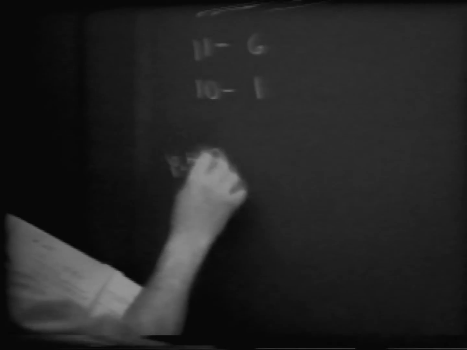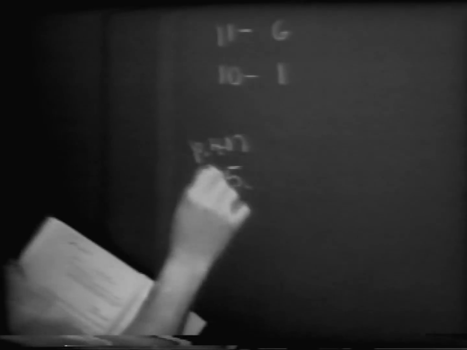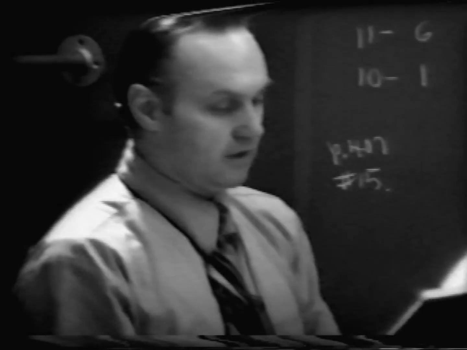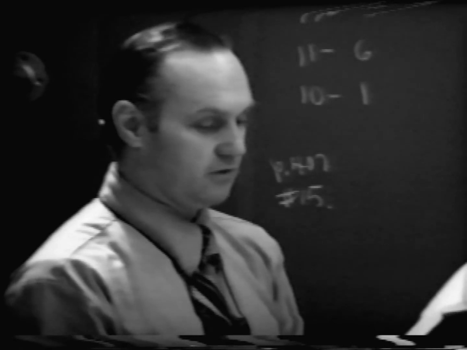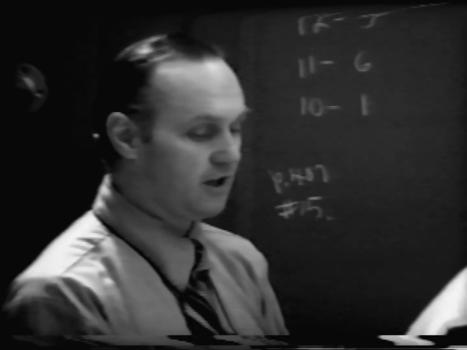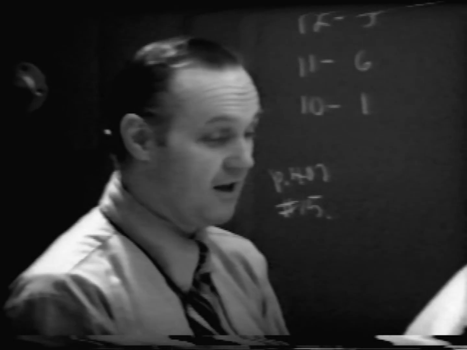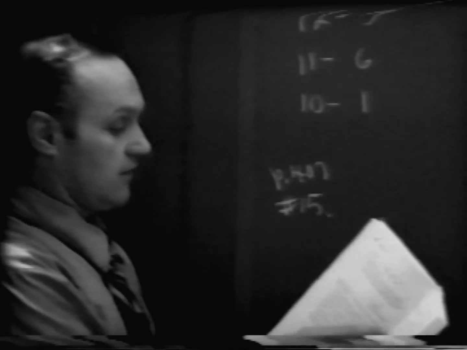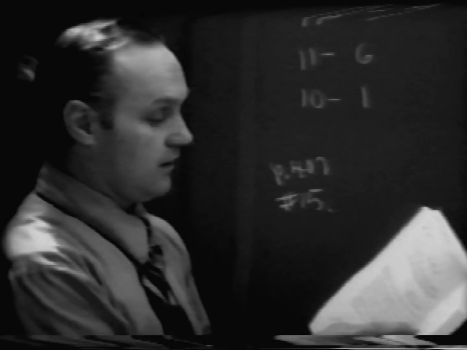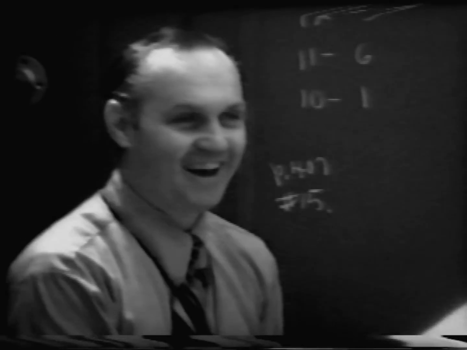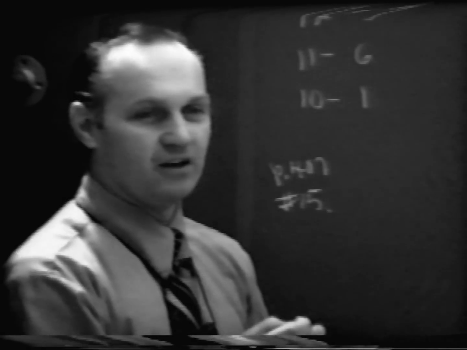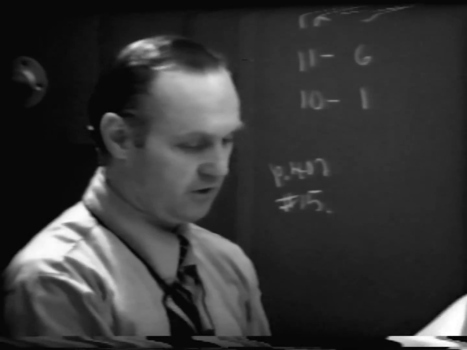207, number 15, is that right? So let's put it over here on page 407, number 15, and let's see what the question says. If y is inversely proportional to x, how does y change when x is doubled? Very good. Now let's take the first part of that, which says if y is inversely proportional to x, and give me an algebraic sentence which will interpret that.